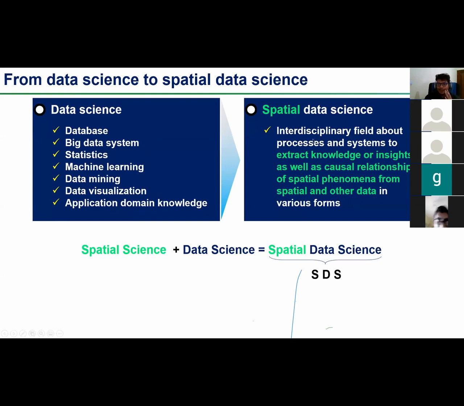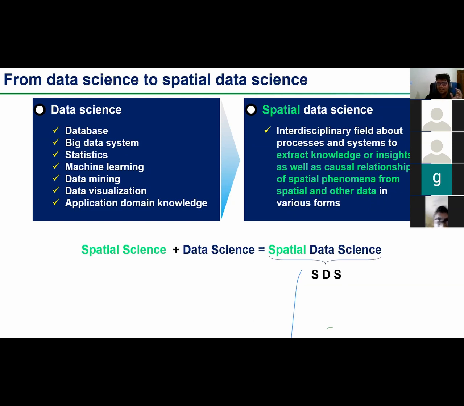When you talk about spatial data science, we talk about extracting knowledge and insight, as well as causal relationships of spatial phenomena. This causal relationship, I'll come to that in a while. This is the most important thing about spatial data science: we not only take the data-dependent information, we also try to take the causal-dependent information as well.